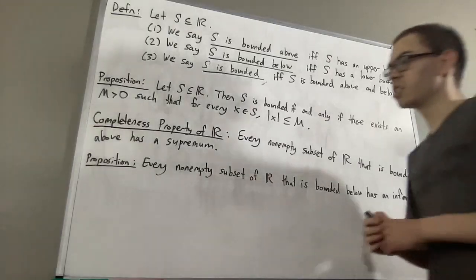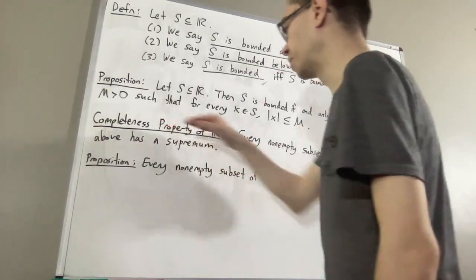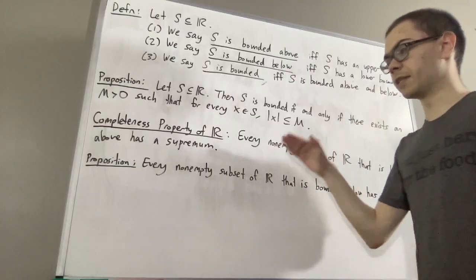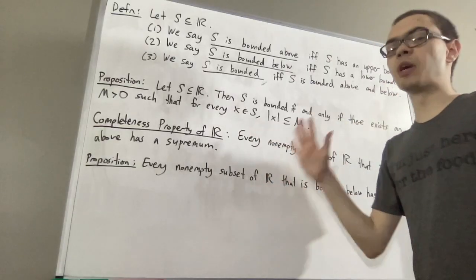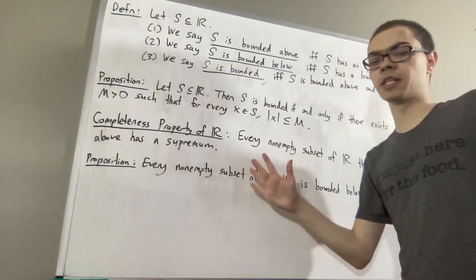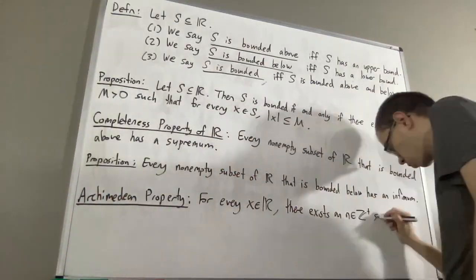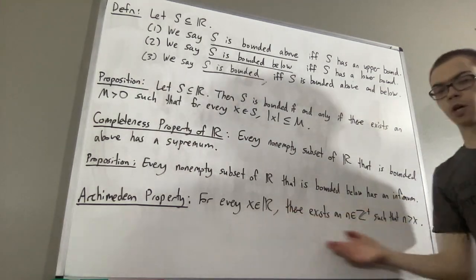And another fact that can be deduced from the completeness property of the real numbers is the Archimedean property, which tells us, given any real number x, there exists a positive integer n such that n is greater than x. And so this is often useful as well.